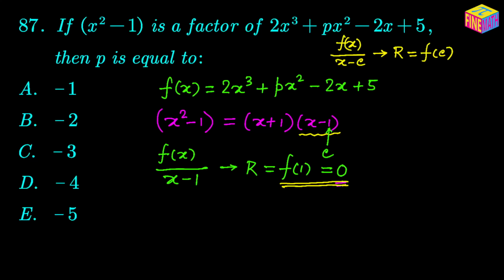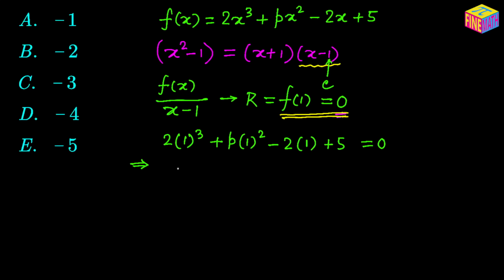So what is f of 1 then? Well, f of 1 is actually 2 times 1 cubed. We are simply substituting 1 for the value of x, and then plus p times 1 squared minus 2 times 1 plus 5, and that will be equal to 0. And then from here we have to solve for the value of p.